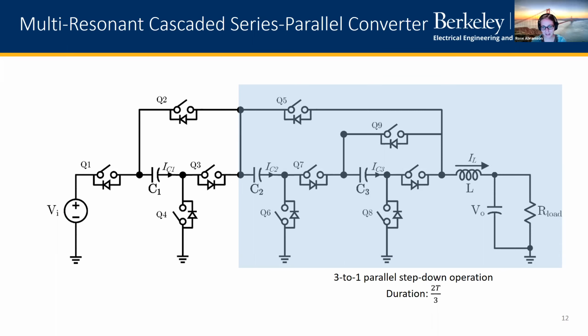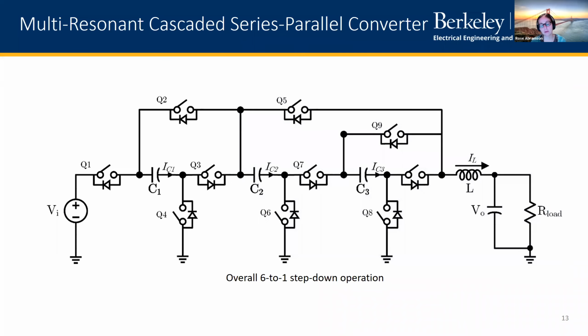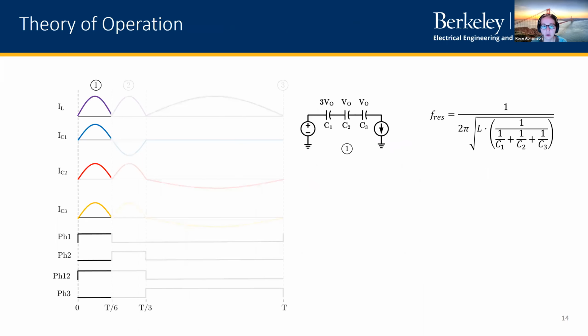Great, thank you. So then when we combine these two modes of operation over a whole switching cycle, we can get an overall 6-to-1 step-down operation. So if we look at the first 6th of the switching cycle, we can see that we have all of our capacitors connected in series. Therefore, it's a series mode operation. And we are charging C1, C2, C3 from our input voltage.